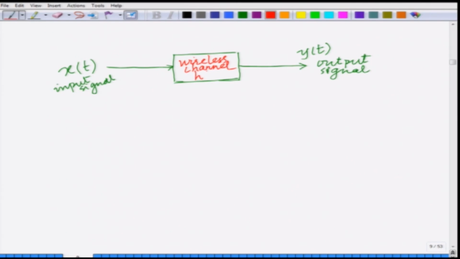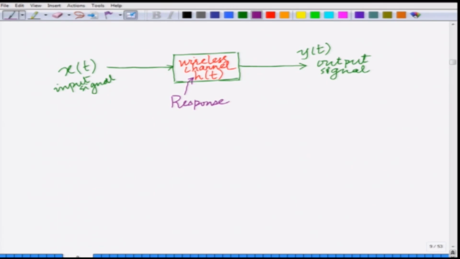We would like to develop a model for the response of this system, that is h(t), the impulse response of this system. This is also known as the wireless channel. That is, what is the relation between the transmitted signal x(t) and the received signal y(t)? To know that, it is extremely important to develop a model for the intermediate wireless channel h(t), and once we develop a model for h(t), then knowing the transmitted signal x(t), one can derive the received signal y(t).